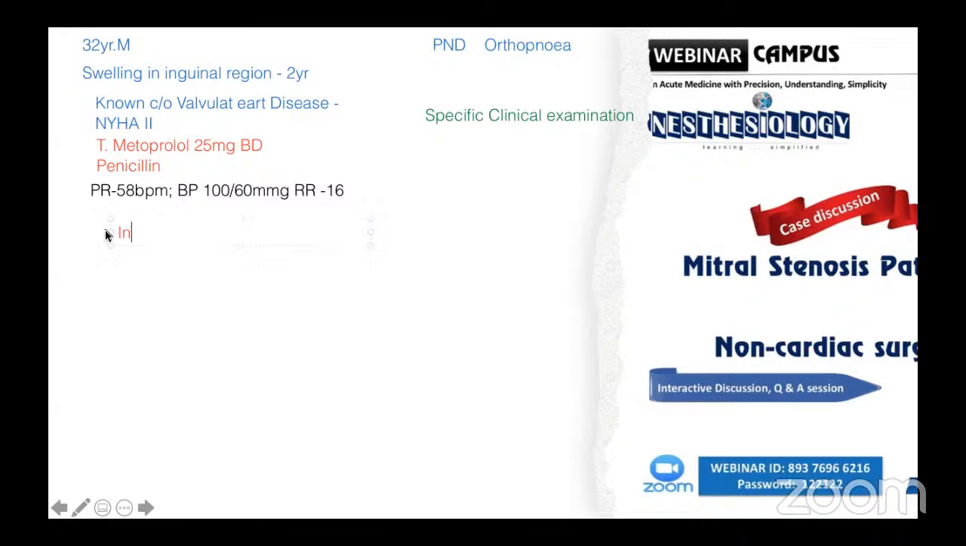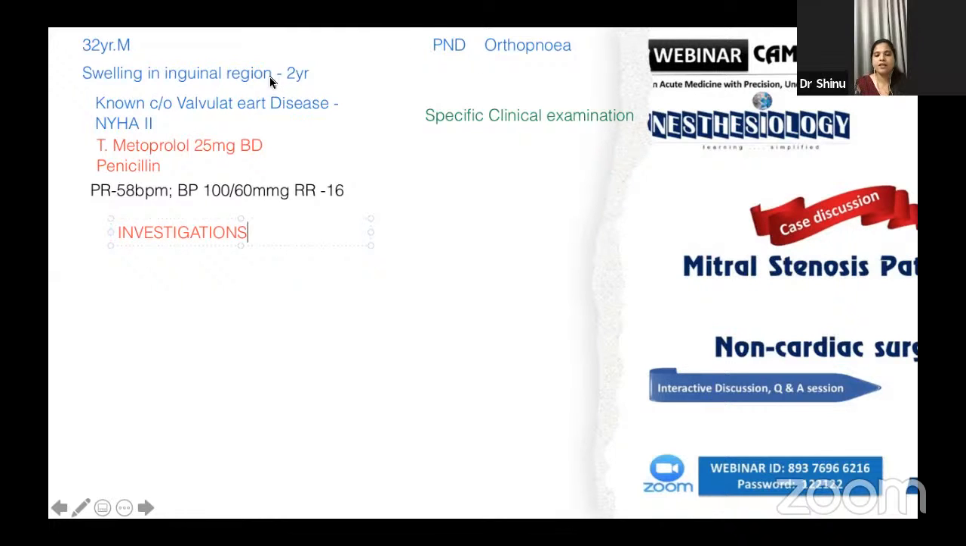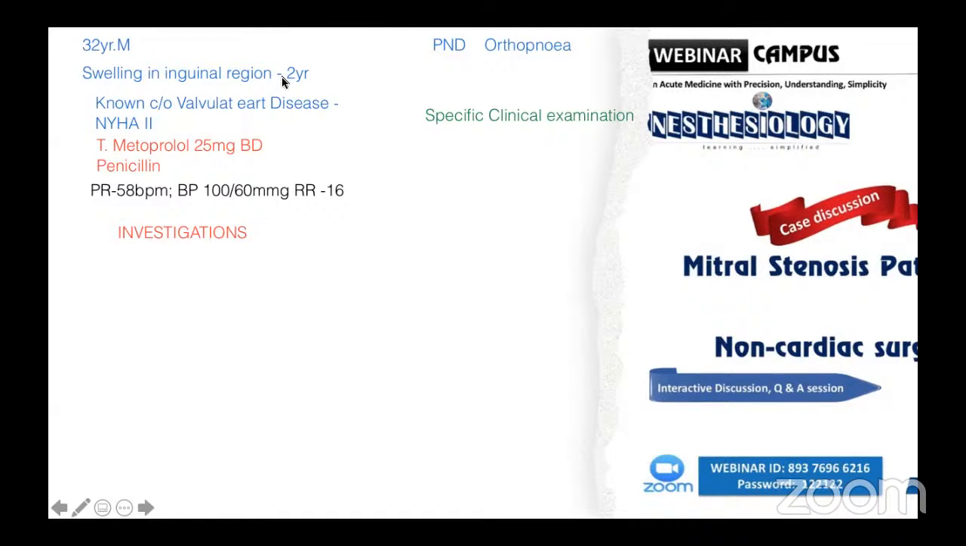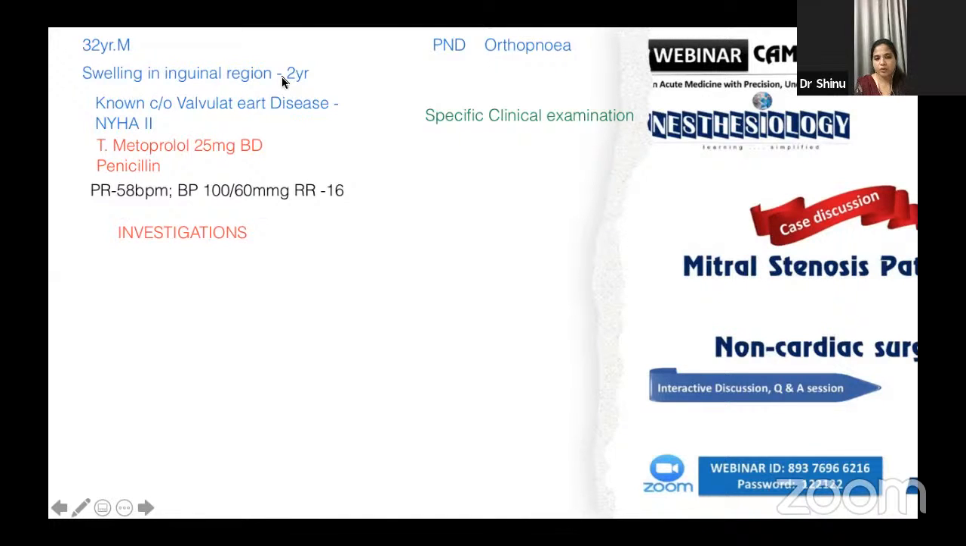What are the chest X-ray findings in the case of mitral stenosis? Because of the increased left atrial pressure, in the chest X-ray there will be straightening of the left heart border. There will be a double cardiac shadow sign because of the increased LA pressure, and also there will be elevation of the left mainstem bronchi.